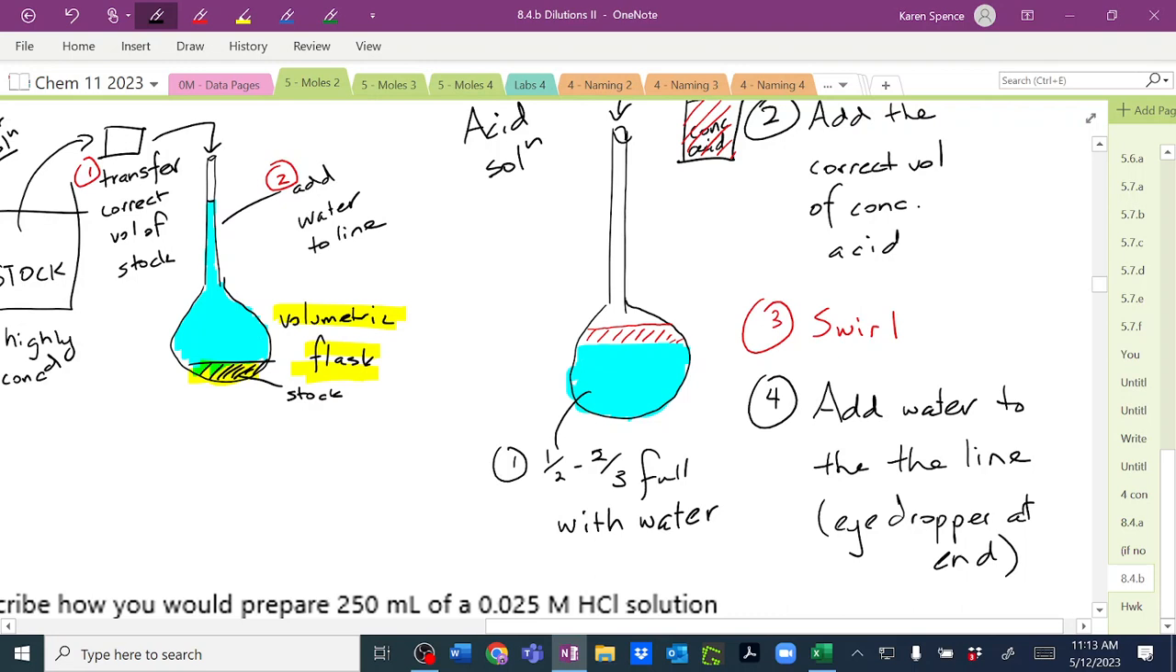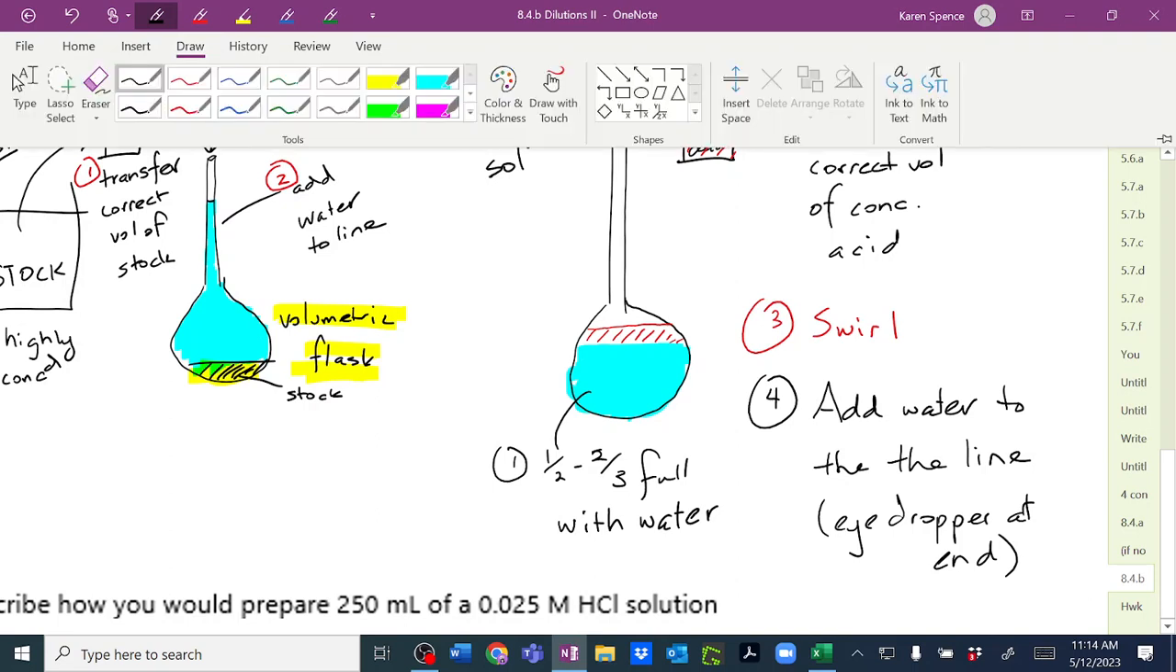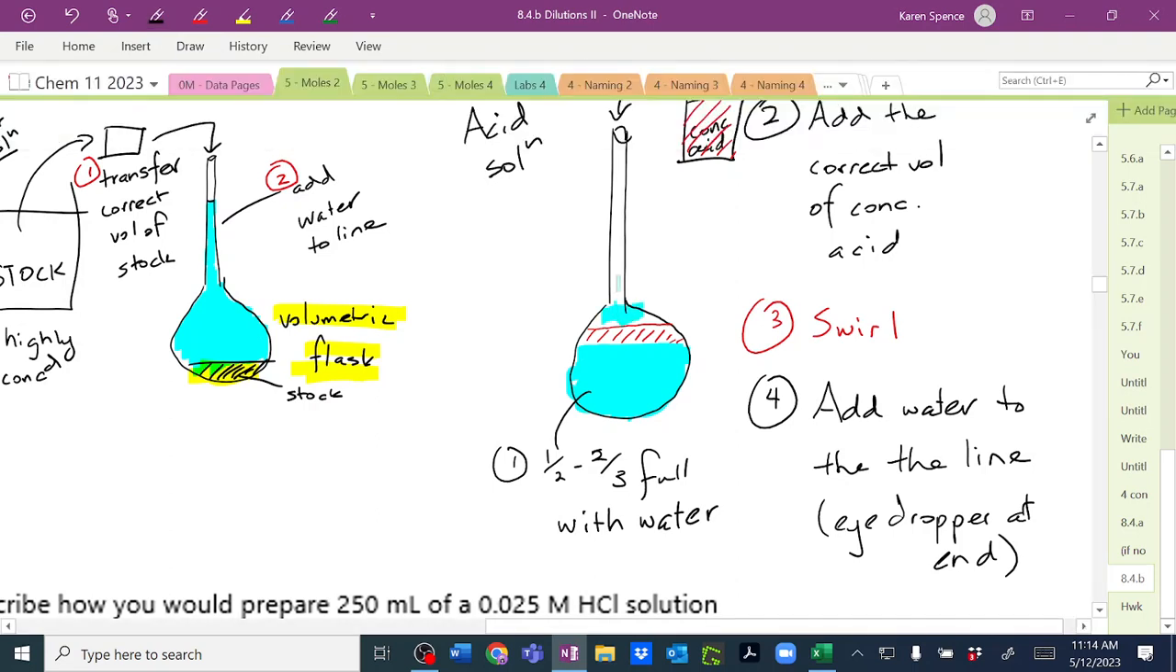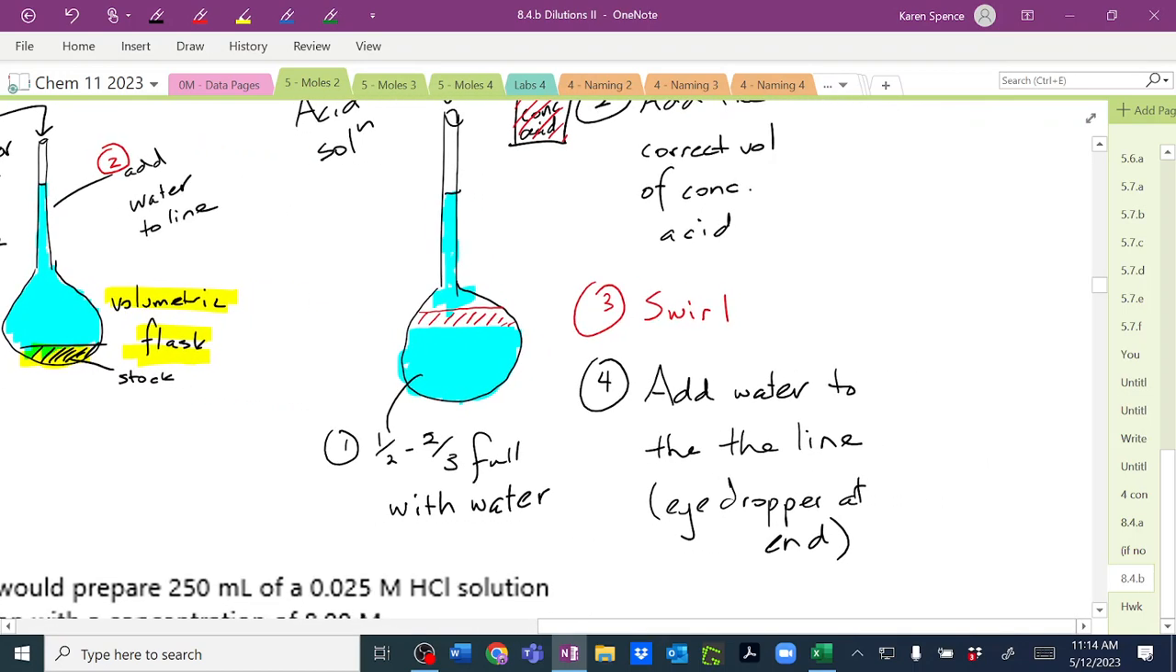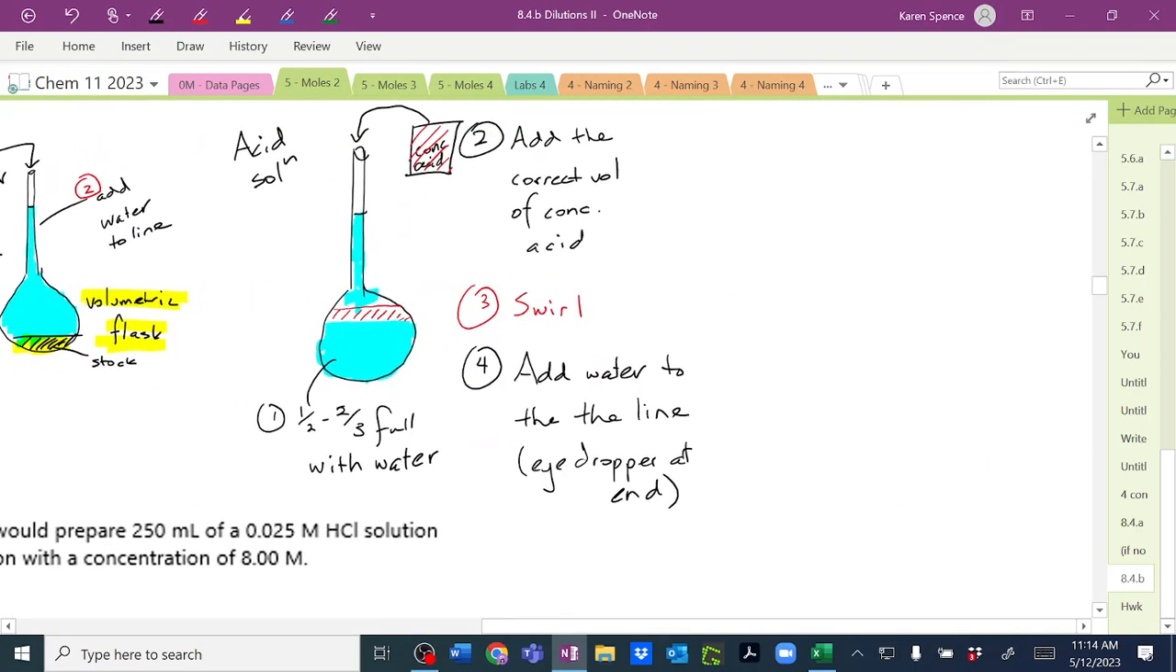Okay, so now we have finished adding water to the line. So water, acid, swirl, add water to the line, and then what should we do as our last step? It was your last step when you made your solution yesterday. Stopper the flask, and invert to mix.